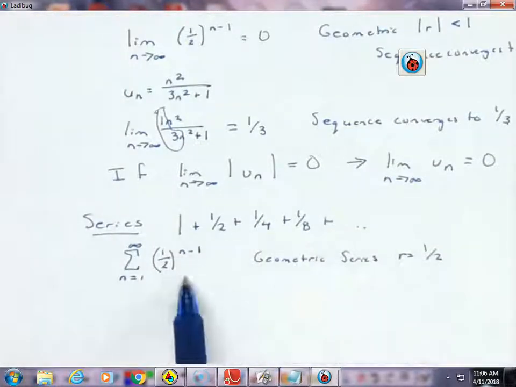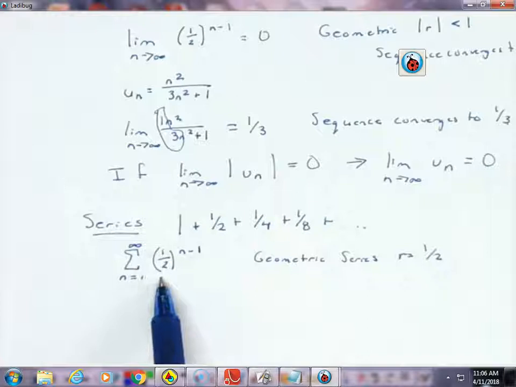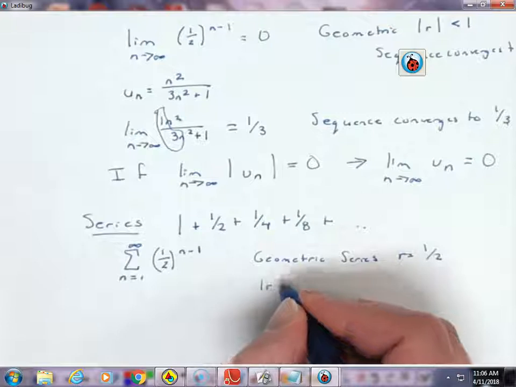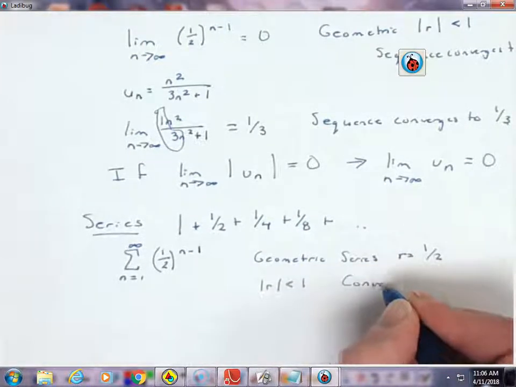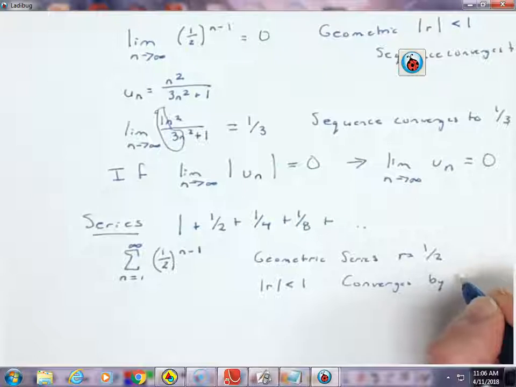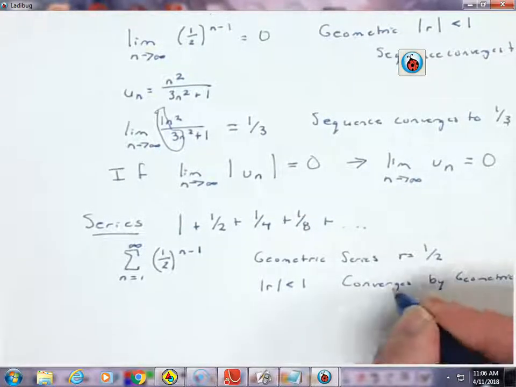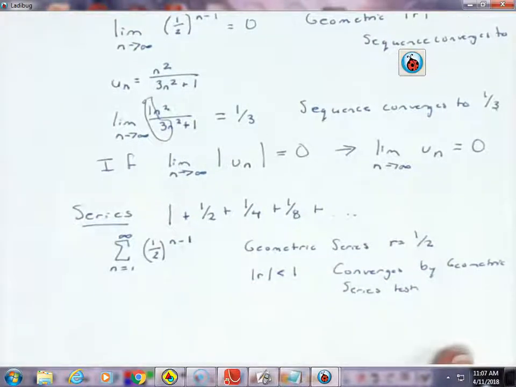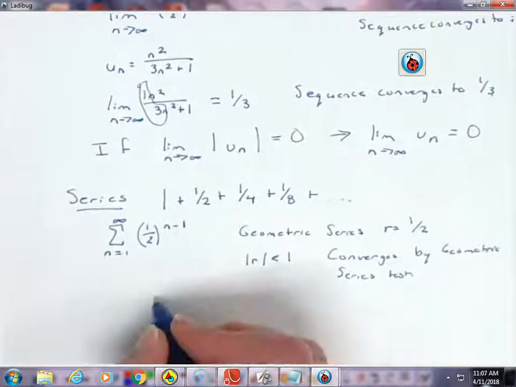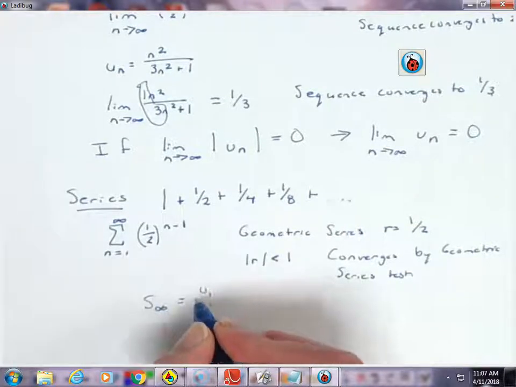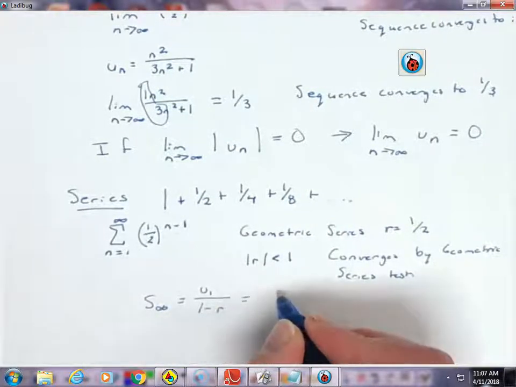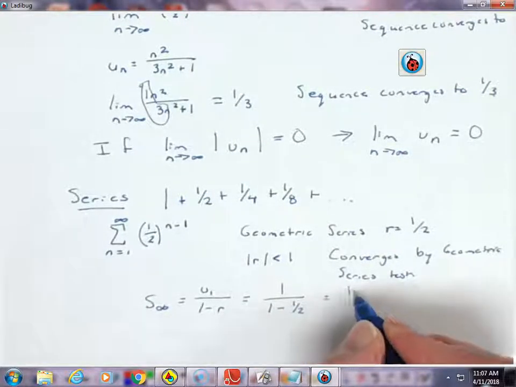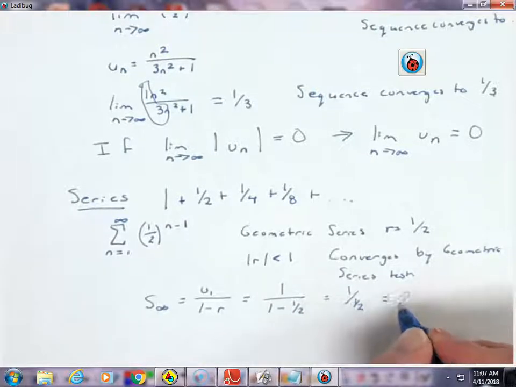Okay, so when we look at this, that would be a test that we use, geometric. If you notice, you're multiplying by the same thing every time. And you'd say, okay, absolute value of r is less than 1, converges by the geometric series test. And not only that, you can find out what it converges to. Okay, so the sum to infinity is u sub 1 over 1 minus r. So the first term over 1 minus the common ratio, so 1 over 1/2, or just 2.